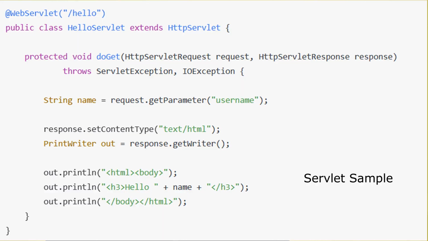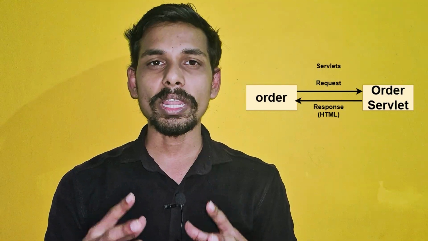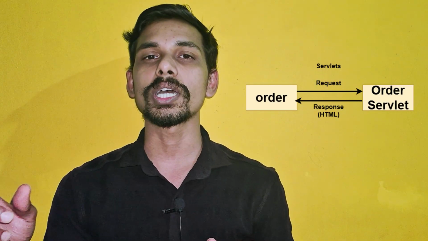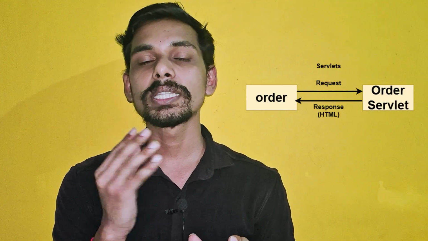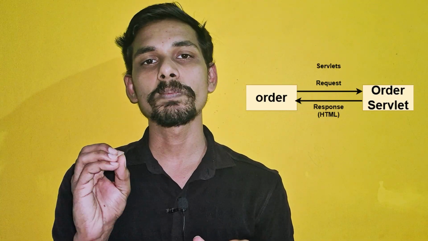In that technology, we wrote HTML code inside the Java code. I will give you a small example to understand this. Let's assume that Amazon is using the servlet technology. Whenever you place an order in Amazon, the request will go to the order servlet. This order servlet will save the data and give you the response in HTML format. That means a servlet always provides an HTML response back to you.